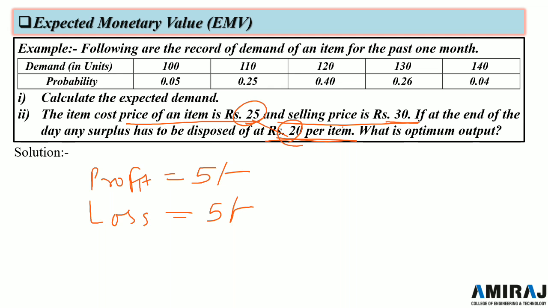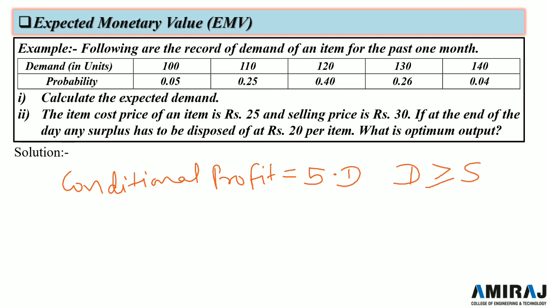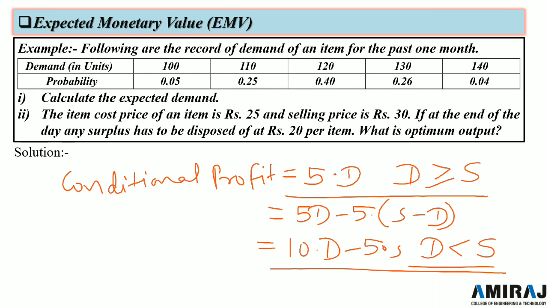So the conditional profit is equal to 5D if the demand D is greater than or equal to the stock S. And if the demand is less than the stock, it is 5D minus 5 times (S minus D), which is equal to 10D minus 5S. These are the two criteria. If demand is greater than or equal to S, it will be 5D, and if the demand is less than S, it will be 10D minus 5S.